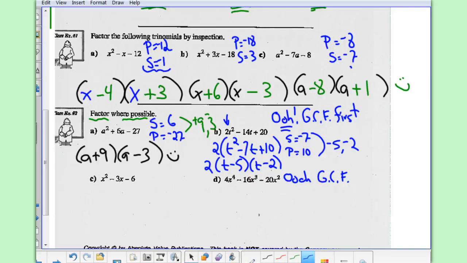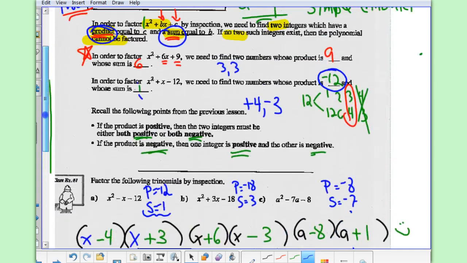So now we check this out and we say, what has a sum of minus 3 and a product of minus 6? You stand, you look, you scratch your head. No. Does not factor. This is not possible. That just doesn't work.